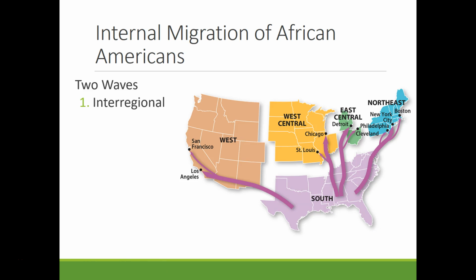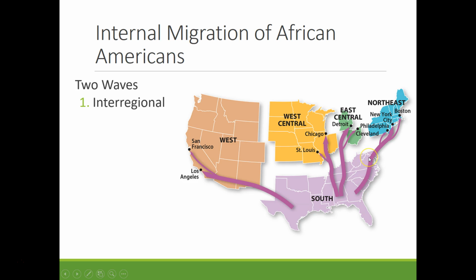Now, internal migrations of African Americans. So we have two waves within the modern day United States. First one is interregional. If you remember interregional from chapter 3, it's from region to region, connecting between units. So post-Civil War, whenever African Americans are freed and become U.S. citizens, they're going to start to move north.